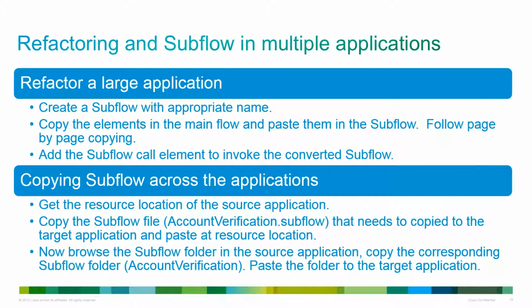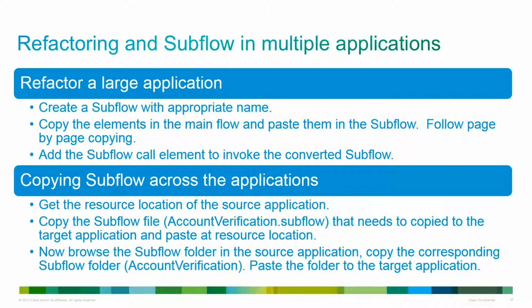Now let us look at how to refactor some large applications which are already built. Say I have a large application and I want to break that into smaller modules using subflows. The first step is to create a subflow with an appropriate name. Next, identify the logic in the main flow that has to be moved to a subflow. Once the logic is identified, copy and paste the elements to the newly created subflow. Organize the subflow as needed for better visibility and logical segregation of the flow.